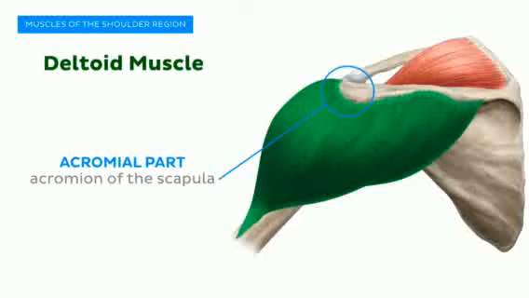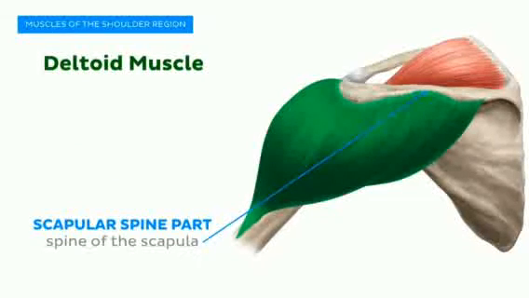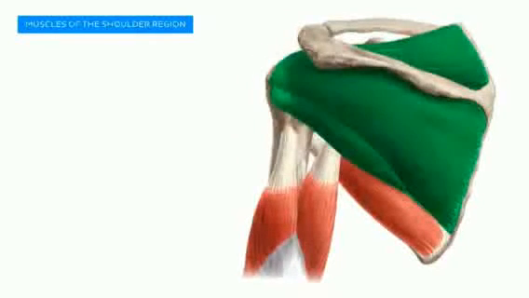You can see how the naming here works. We like to simplify things in anatomy. And finally, the scapular spinal part, which again, true to its name, presents its origin along the spine of the scapula.